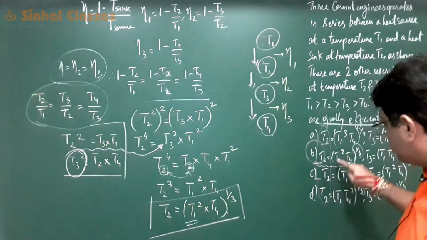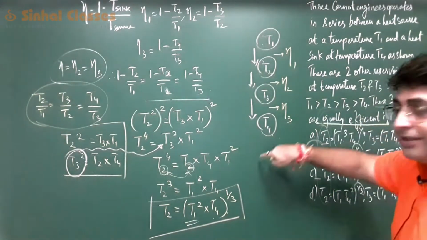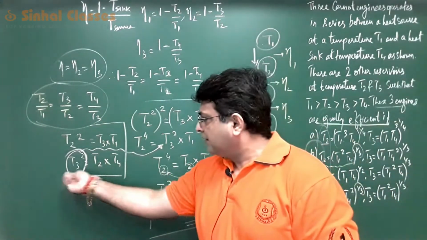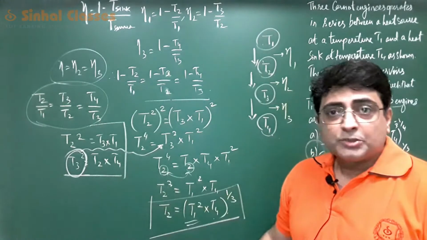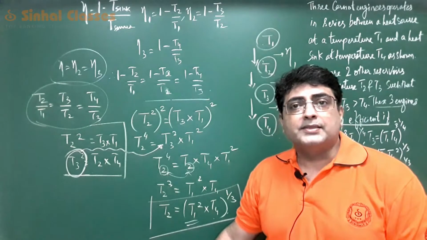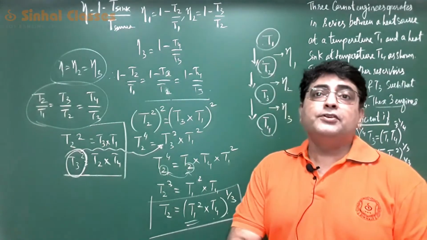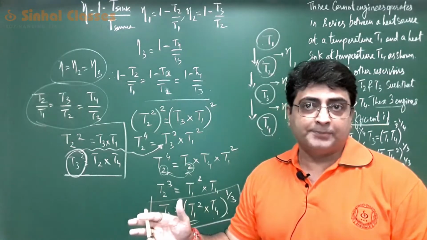If two options match, then you have to go for T3. And now if I want to go for T3, take this particular relation and put in the values over here. So this part is clear with the students. This was a simple numerical based on the Carnot engine, where it was mentioned that the efficiency for all these regions is the same.